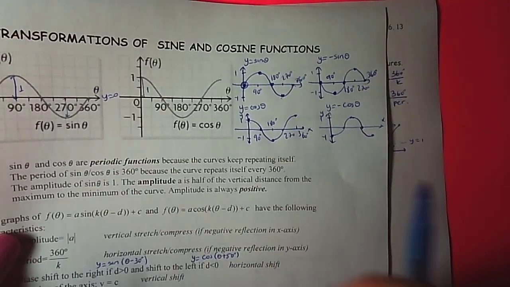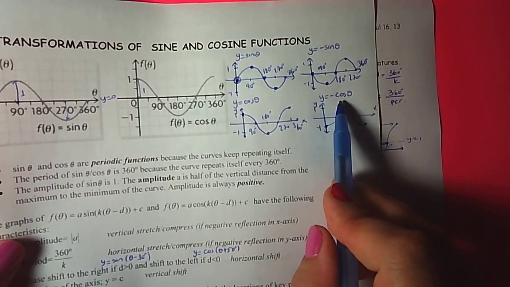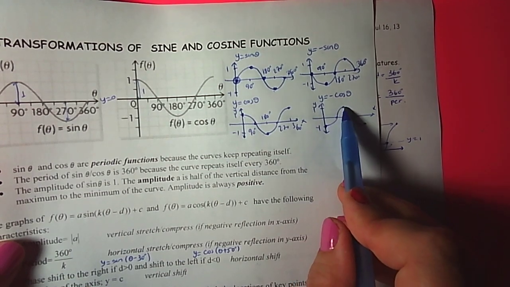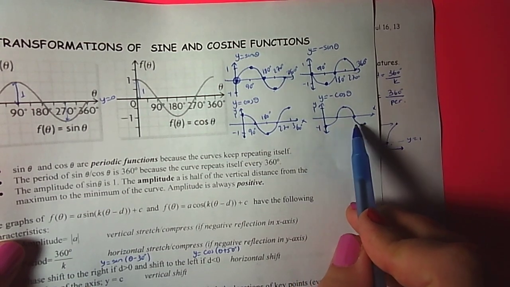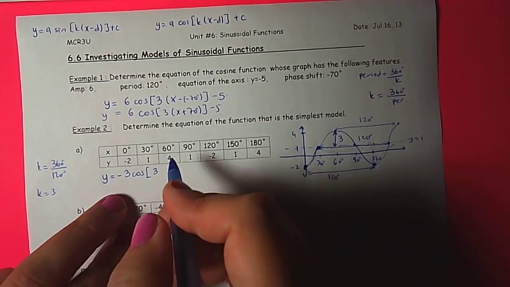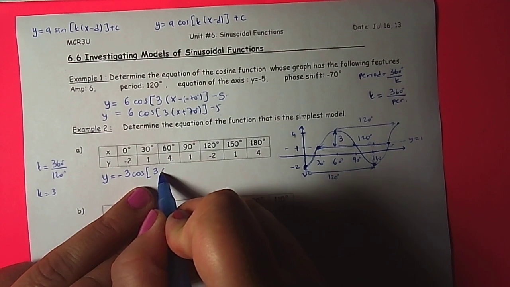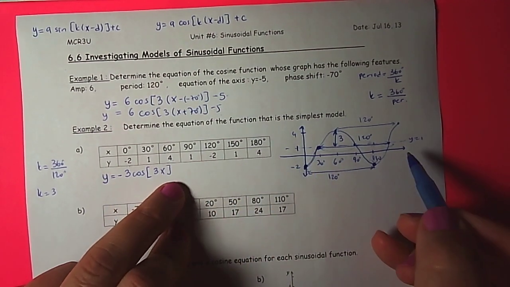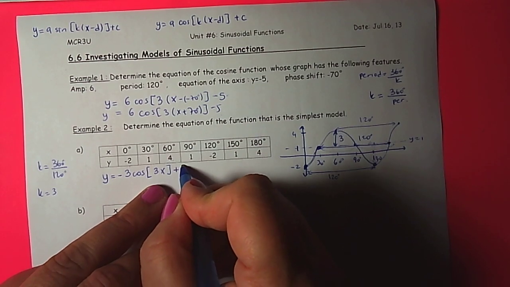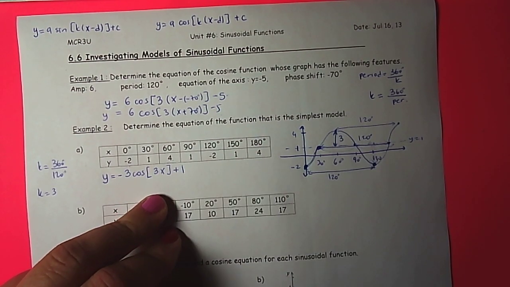Because let's look at negative cosine again. The negative cosine theta starts from a minimum, goes to 0, goes to max, goes to 0 and minimum. So then there is no phase shift if we take it as a negative cosine function. So then 3x, no phase shift, plus the c value. C value is 1. Okay, so that would be one of the possible answers.